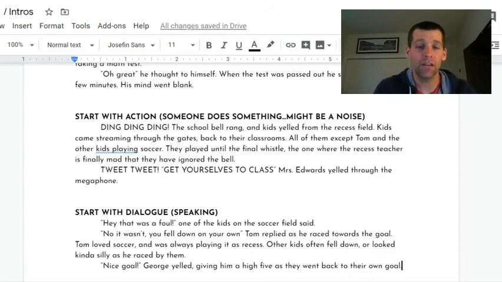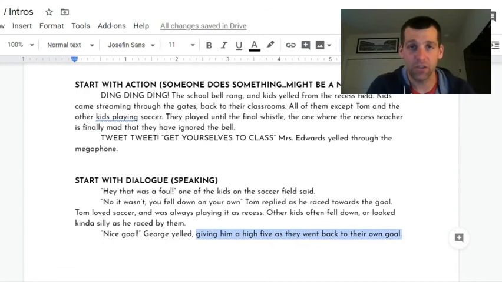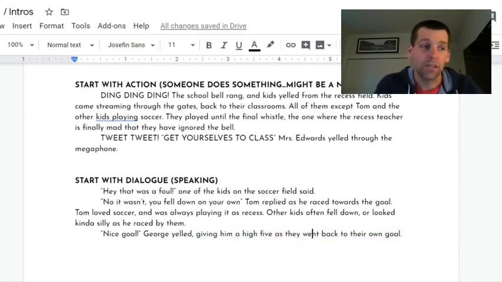If I use some dialogue, I also want to make sure that I include some actions here. He yelled, giving him a high five, right? Because usually it's not just one person speaks and they're just standing there with their arms at their sides. They're out there and they're actually doing something. They're yelling as they run by. They might be giving him a high five, that sort of thing.